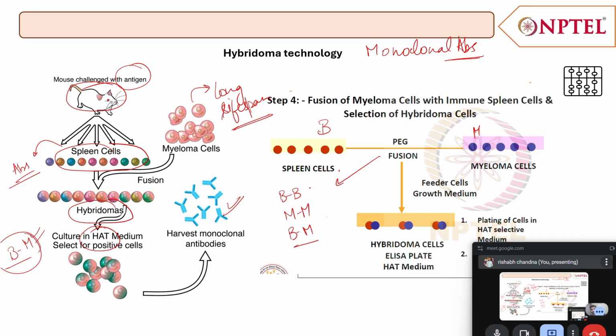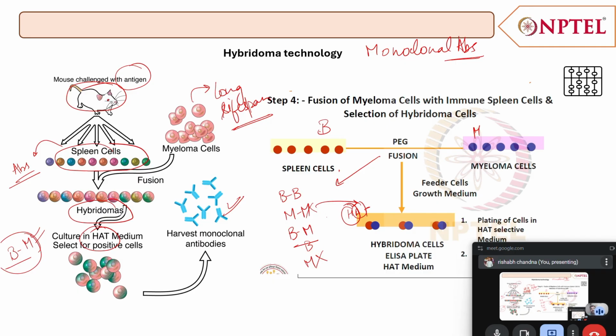Now, if we grow them in the hypoxanthine, aminopterin, and thymidine media, the myeloma cells don't have the HGPRT enzyme, so they will not be able to grow in this media. They cannot use the salvage pathway, and aminopterin blocks the de novo pathway. So the M and M cell combination will die in that media.